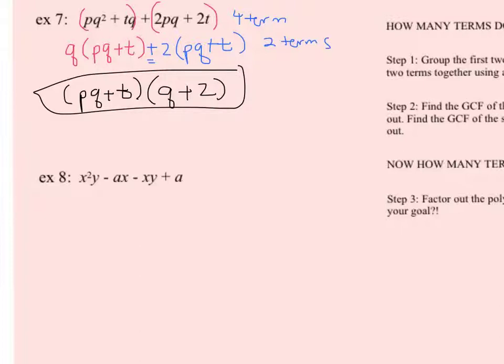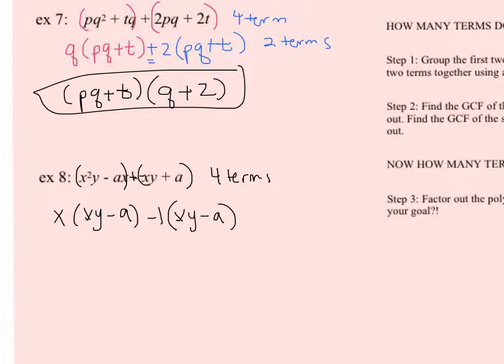Looking at example 8, I'm going to group the first 2 together. And taking care to make sure that negative goes with the xy, I'm going to add the opposite and group the second 2 together. Notice here, I still have 4 terms. The GCF between the first 2 terms is an x, and I'm left with xy minus a. The second 2 terms don't have a GCF, but what I do have is a red flag. And so I'm going to pull out a negative 1. And that leaves me with a positive xy minus a. And now I double check and make sure I have 2 terms, and I do.